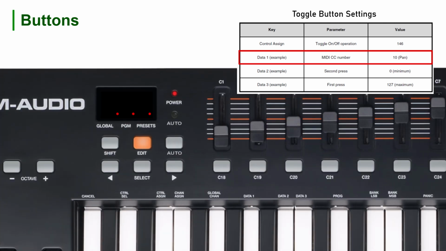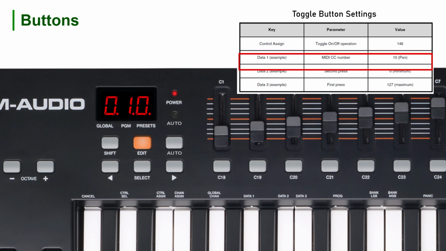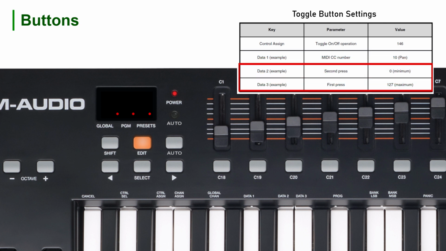Storing the CC number in data block 1 like this is a bit unusual and a bit different to how we've done things up until now. This turns out to make a big difference to the visual feedback you'll get when you're actually using the button, but I'm getting ahead of myself. The last two data blocks, Data 2 and Data 3, are the two values we'll toggle between each time the button is pressed. In most cases, you'll probably want to toggle between off and on, that is between 0 and 127. So I'll press the Data 2 key and, well, it's already 0, so that was easy.